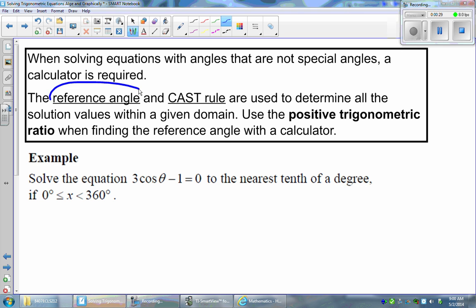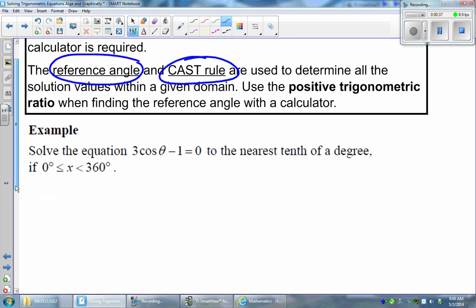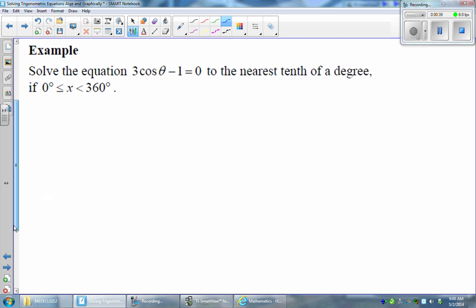You have to use what we call a reference angle and the CAST rule. So we use these in combination along with your calculator to find out the possible solutions. So let's look at our first example here. It says solve the equation 3 cos theta minus 1 is equal to 0 to the nearest tenth of a degree between 0 and 360 degrees. So be very mindful of the domain that we're working with here and also the units. So we're working with degrees.